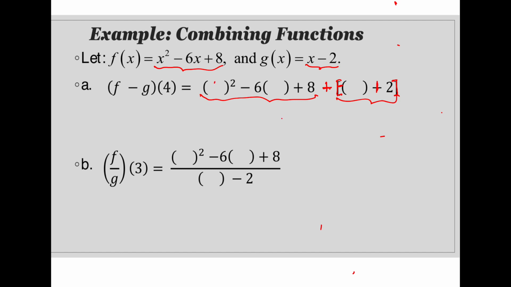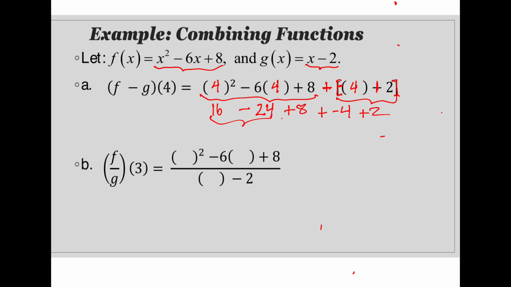All right, then we can substitute the 4, and we start working this out. So 4 squared is 16, and then 16 minus 24, 6 times 4, plus 8. And then we have plus negative 4, and then plus 2. And we start combining these together.